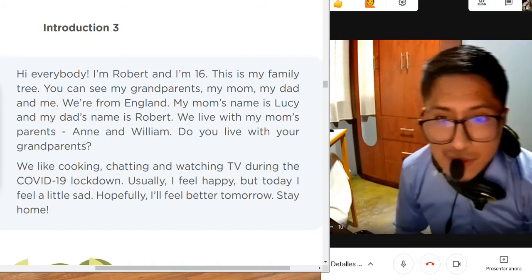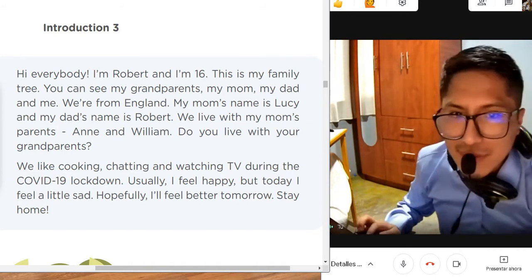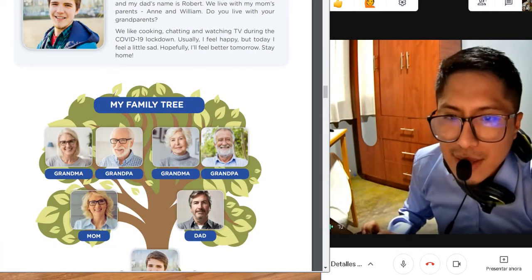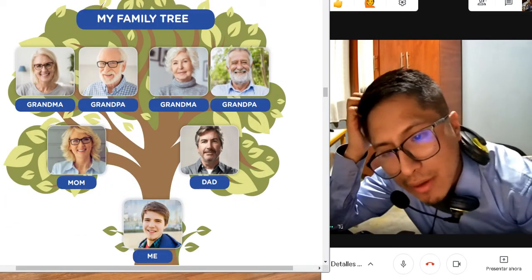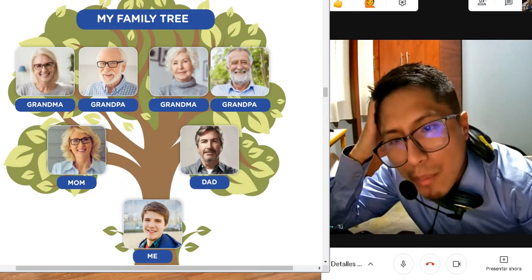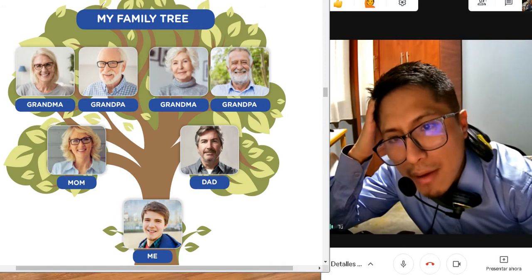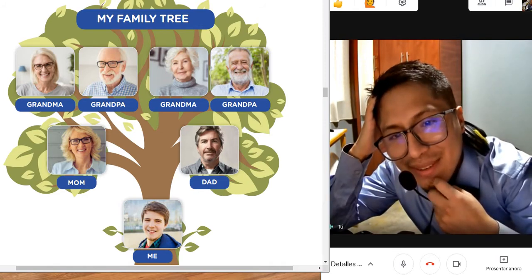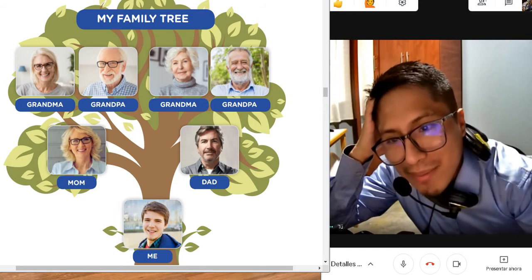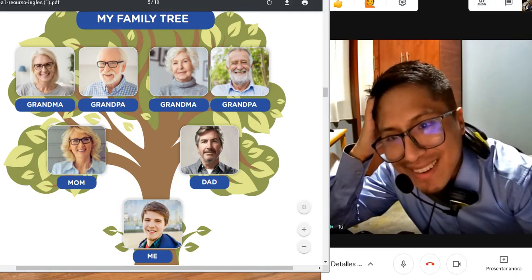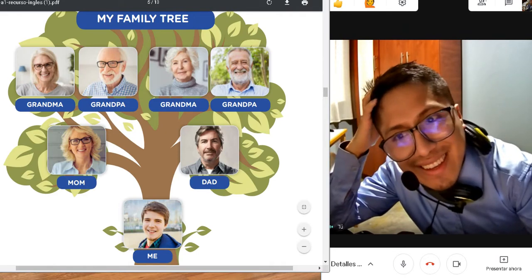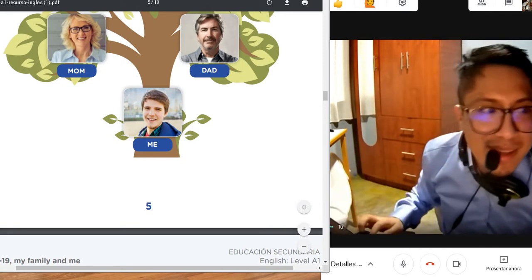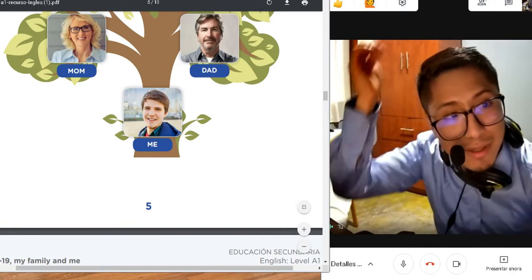Stay home. You see the message from Robert, right? Oh, so good. But here from Robert we can see his family tree. We have Robert, his dad, mom, and also grandma, grandpa. Mom and grandma, they're very similar, right? Looks like they use the same face. That's so beautiful. Thank you. Very good, very good.